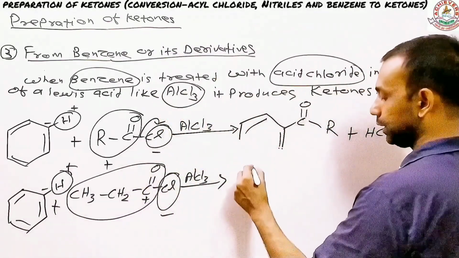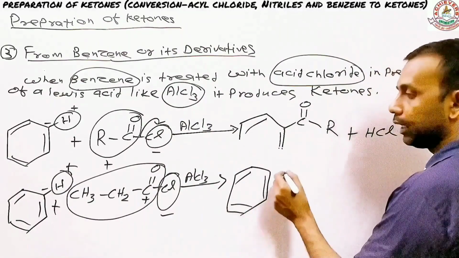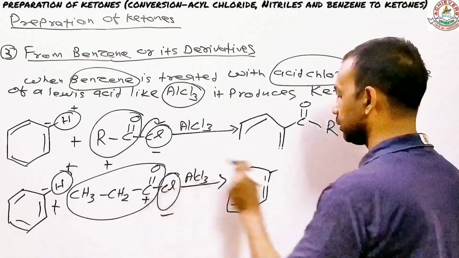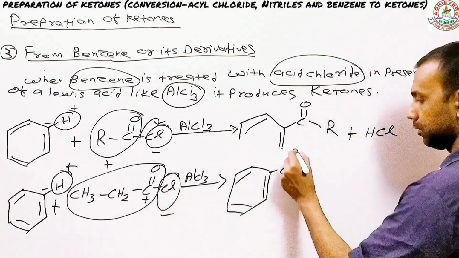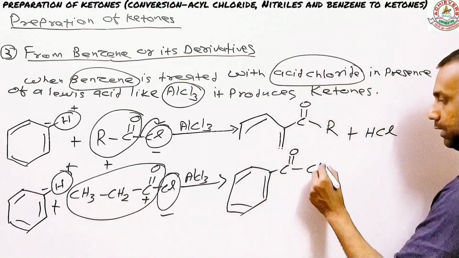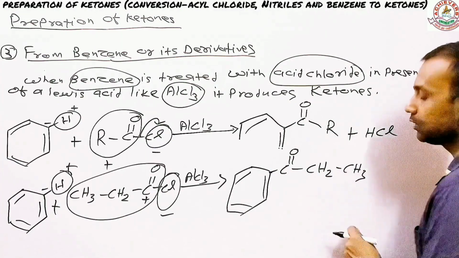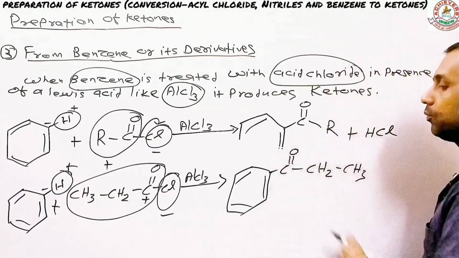So what do you get? You get benzene, and there you have this carbon right here. Double bond. Then there are 1, 2 more carbons, so CH2 and finally CH3. So what is this called? This is called propiophenone.